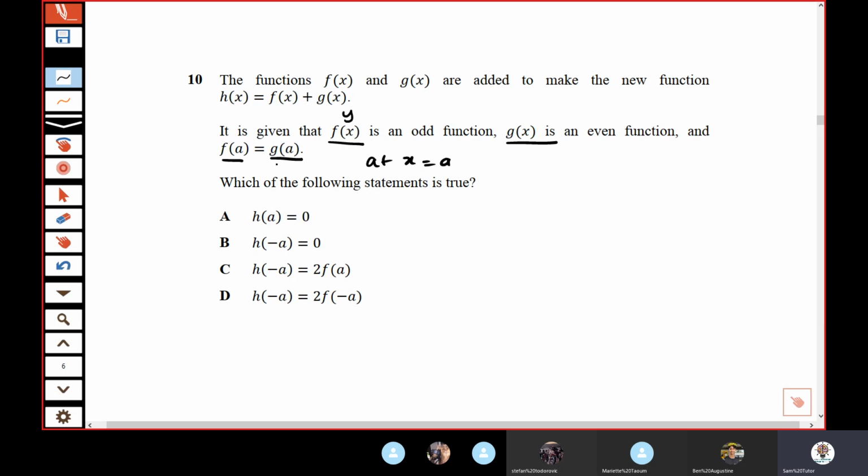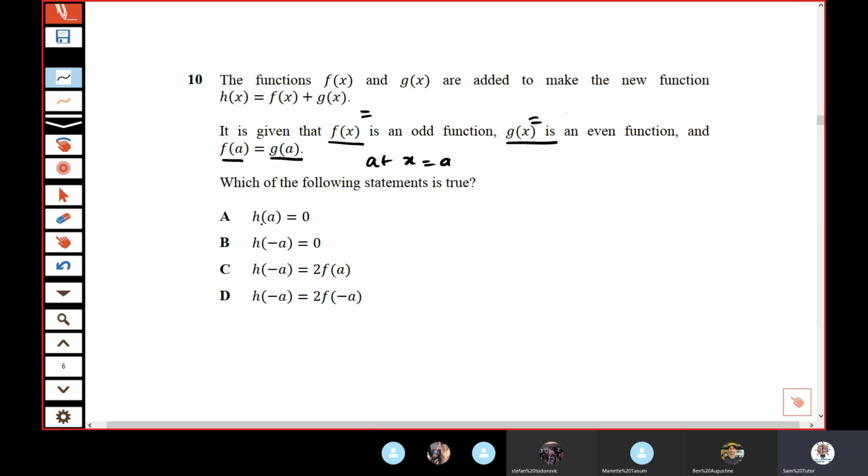Okay, we'll see how useful that is in a second. This is an odd function, maybe think of it as, let's just say, x. g of x is an even function, maybe think of it as x squared. But it doesn't exactly work because the y values are meant to be the same. I'll try to make it easy. All right, let me see.